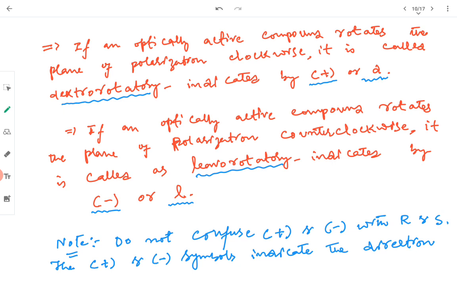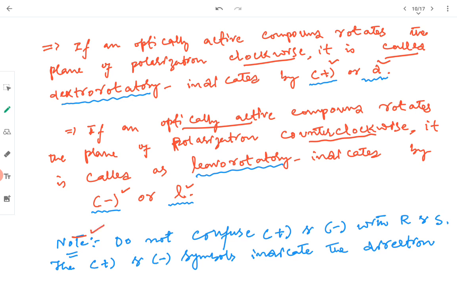Moving on, if an optically active compound rotates the plane of polarization clockwise, then we call it a dextrorotatory enantiomer. It's known as the dextrorotatory stereoisomer, an optically active compound which rotates the plane of polarization to the right. It is indicated by a plus sign in brackets or D sign, dextrorotatory. On the other hand, if an optically active compound rotates the plane of polarization counterclockwise, we call it levorotatory, which is indicated by a negative sign or L sign. So far it's clear, I hope.